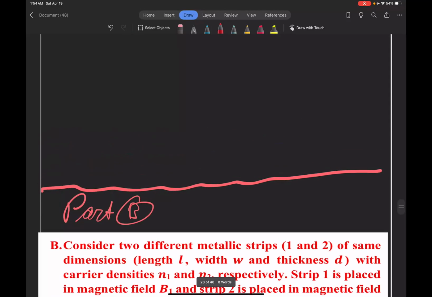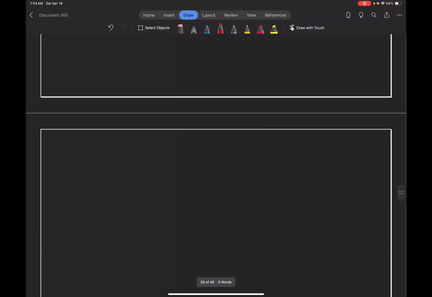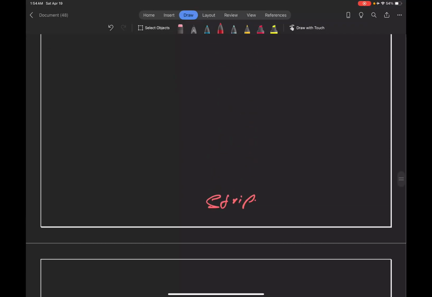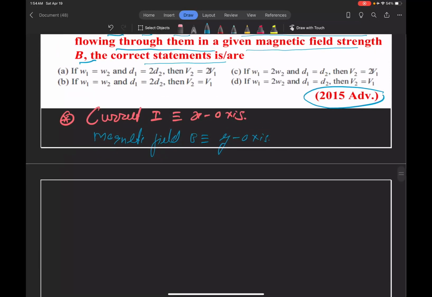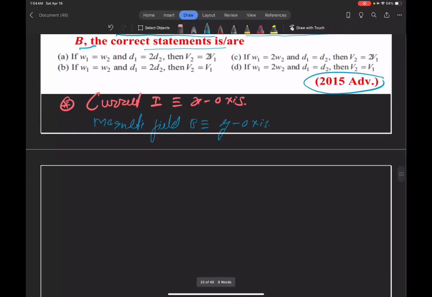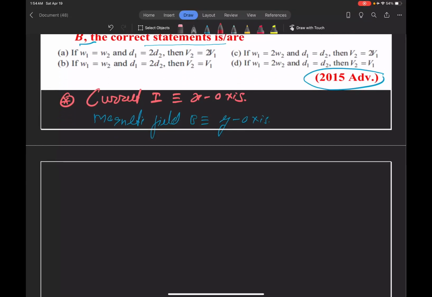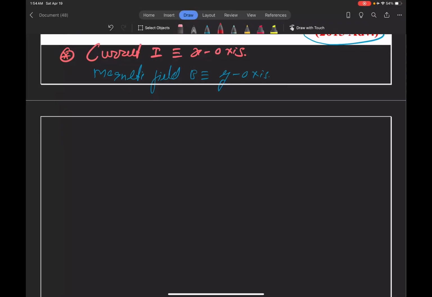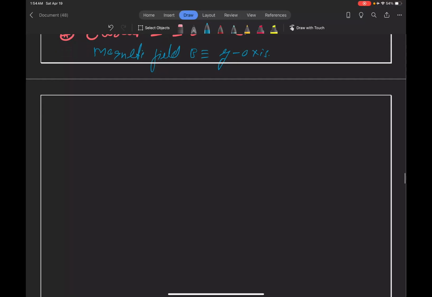Now I'm going to solve part A. For part A, we have to once again try to understand here. The rest of the things are the same. The only thing is that current is in the I direction, that is the x-axis. The magnetic field is in the B direction, that is our y-axis. Under equilibrium, we can say once again, because of the electron, they will be moving towards the negative z-axis, and this will be creating a Hall voltage, that is VH.